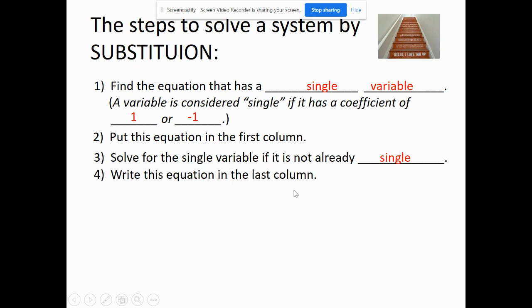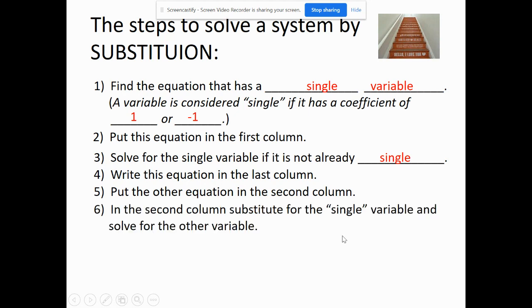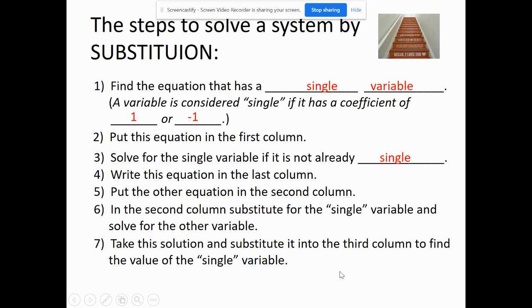Now we're going to write this equation in the last column. We're going to use it again at the end. In the middle, in the second column, we put the other equation, the one that we did not solve to get single. In the second column, we substitute the single variable, and we solve for the other variable. That's where the substitution comes in, and we'll show you this here as an example.